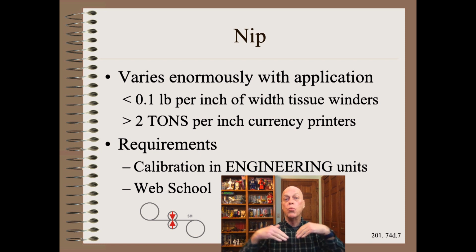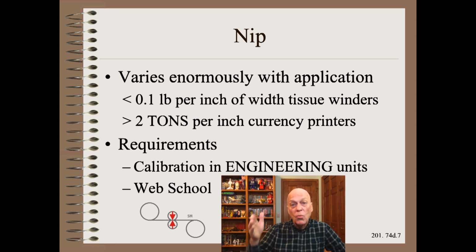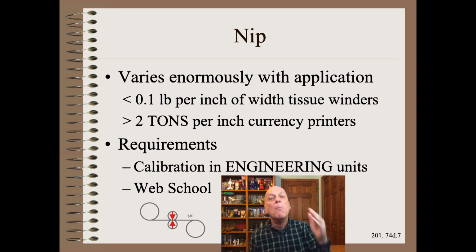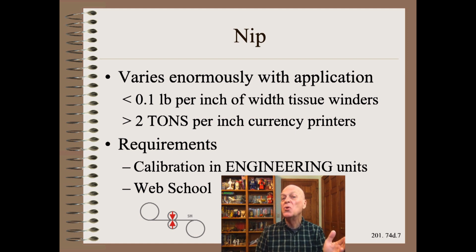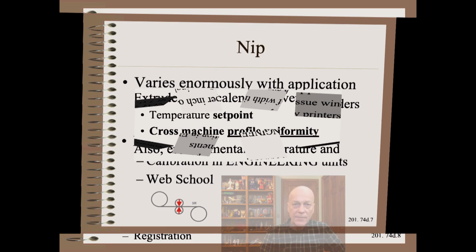What varies widely is the amount of nip load that is used. It can vary from less than 1/10 of 1 pound per inch of width on tissue winders to more than 2 tons per inch on currency printers to even more on metal rolling.